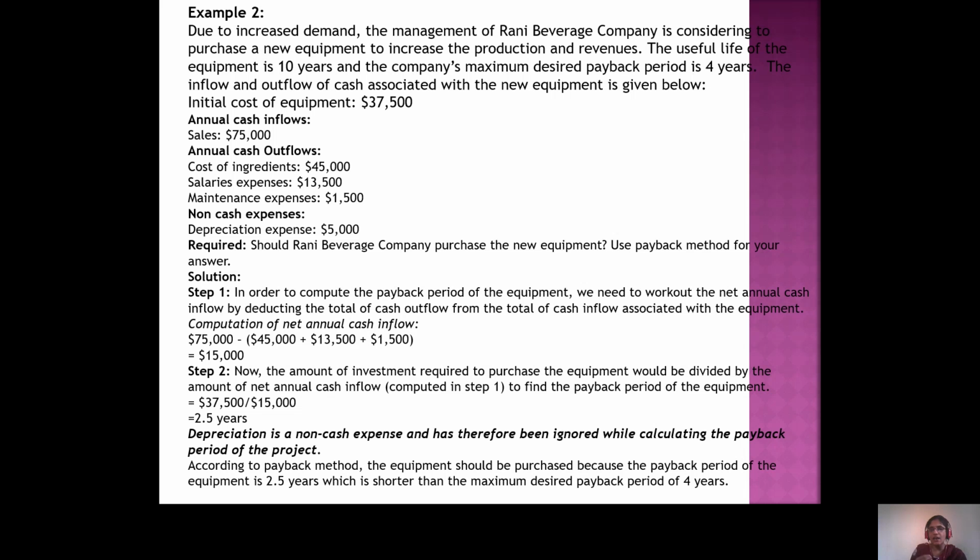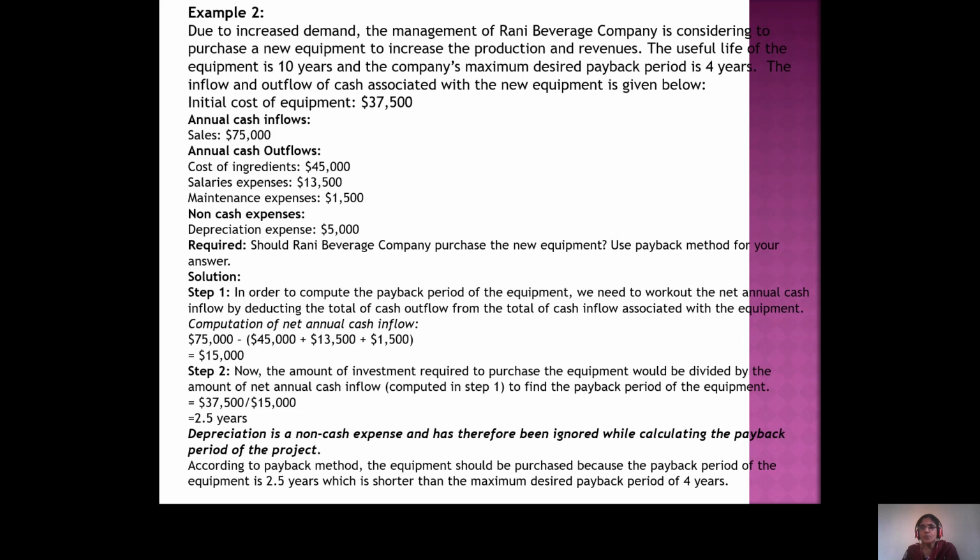The initial cost is 37,500. Annual cash inflows are 75,000. Annual cash outflows: cost of ingredients 45,000, salary 13,500, maintenance 15,000. Non-cash expenses: depreciation expense 5,000. Should Rani Beverage Company purchase the new equipment? Use the payback method for your answer.